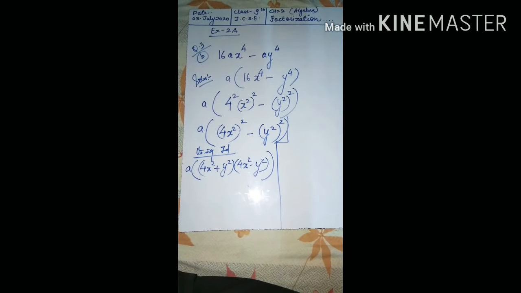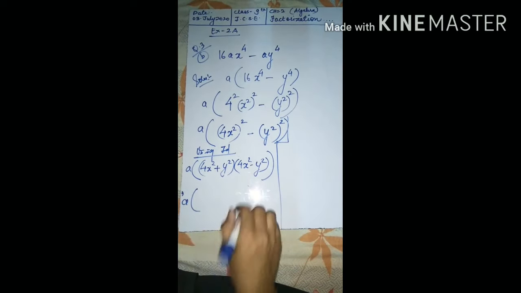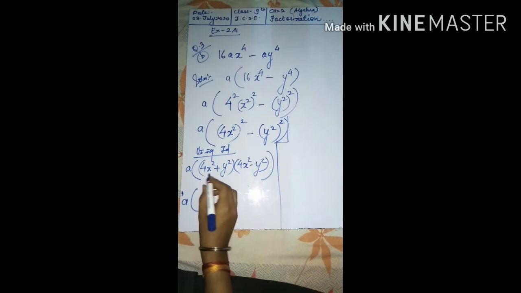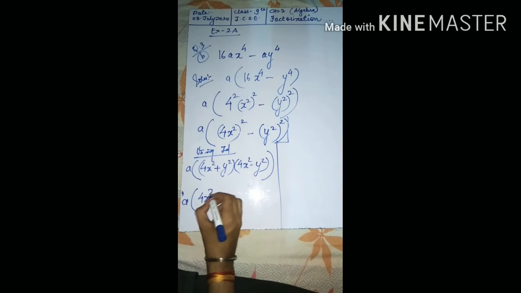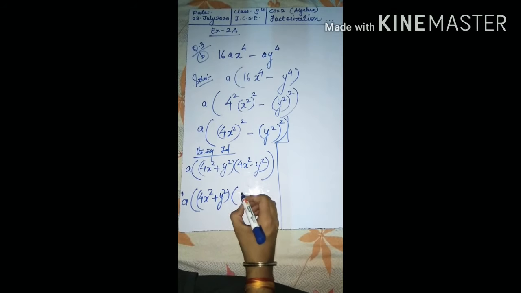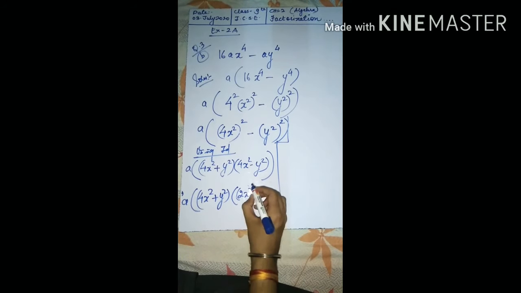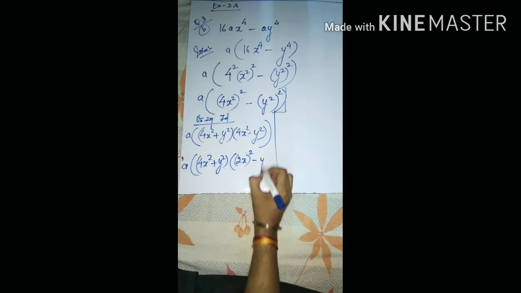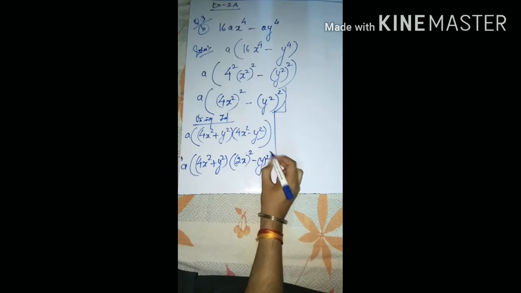Okay, understood? Now the question is not ended. We need to solve more. Why? Because this can also be expressed in factorization form. See, this is the final. We cannot do anything after this one, so we are writing this as it is. But this 4x square, can we write this 4x square as 2x the whole square, right? Okay, and minus of y the whole square.